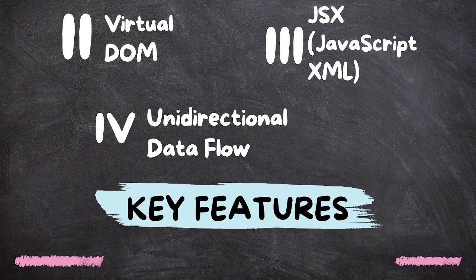The third key feature is JSX, which stands for JavaScript XML. JSX lets you write HTML-like syntax inside JavaScript, making code more readable and intuitive. The fourth key feature is unidirectional data flow. So what this means is that the data flows in one direction, from the parent component to the child component, making app logic more predictable.